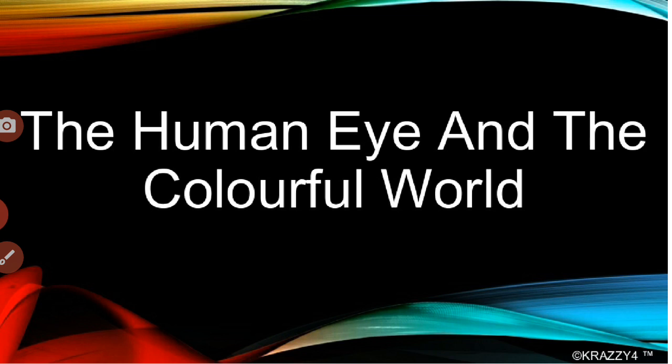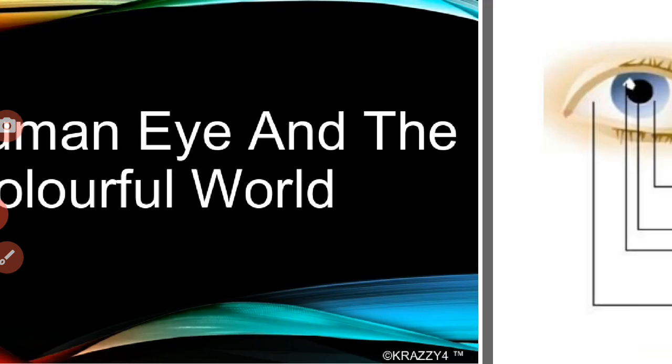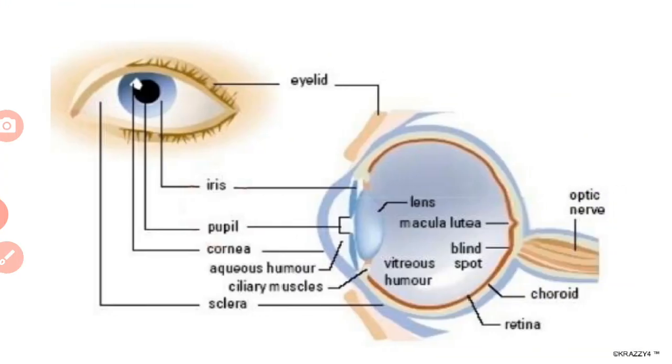Today we will start chapter number 11, the human eye and the colorful world. In this chapter, first we discuss the human eye. The parts of the human eye are first the cornea, second the iris, pupil, then aqueous humor, crystalline lens, ciliary muscles, retina, optic nerves, vitreous humor. These are the parts of the human eye.